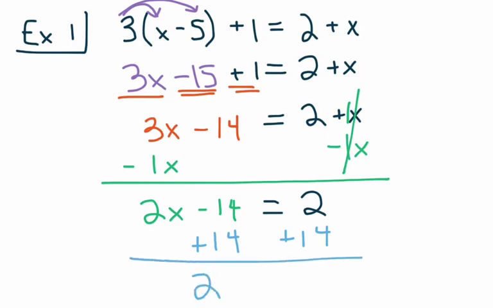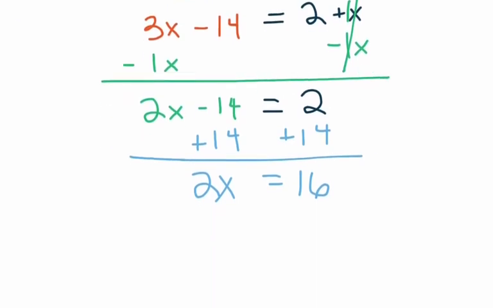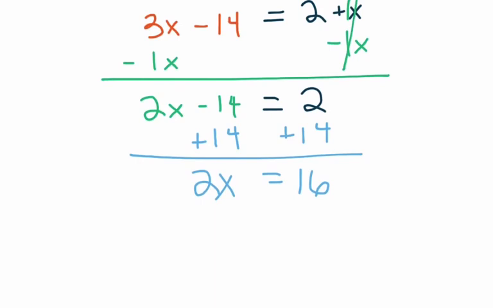And I get 2x equals 16. There we go. 2x equals 16. One more step. One more inverse operation in order to get this variable term all by itself. So I'm going to divide both sides by 2. The 2's will cancel here to get x equals 8.